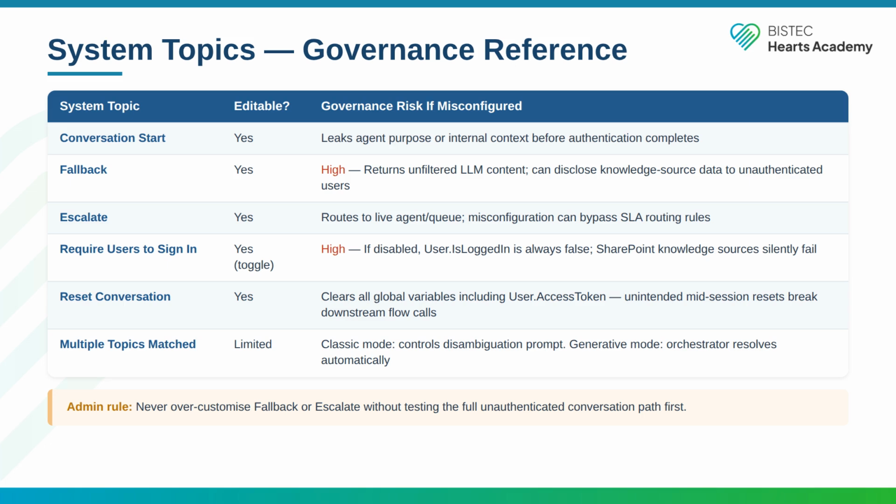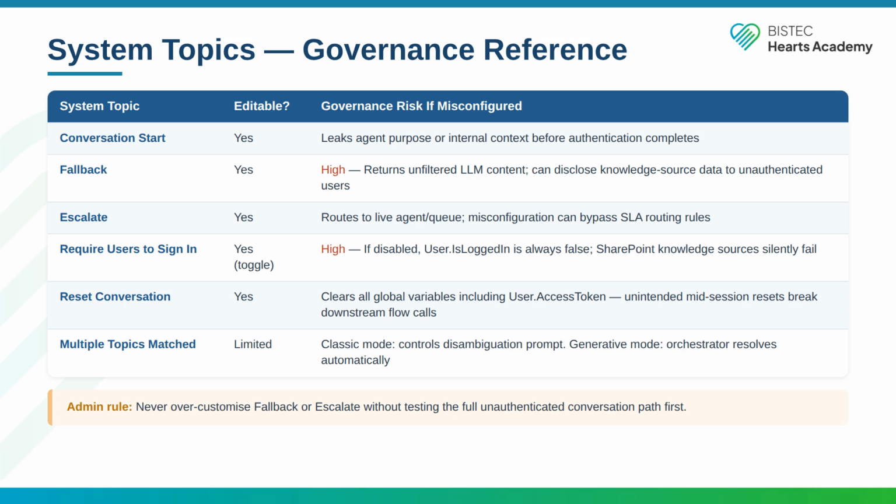Fallback is the highest-risk system topic in any agent with generative capabilities. When no custom topic matches the user's input, fallback fires. If generative answers are enabled on fallback, the agent will attempt to answer from its knowledge sources, including SharePoint knowledge sources, regardless of whether the user is authenticated. This is the configuration path that leads to unfiltered sensitive content being returned to anonymous users.